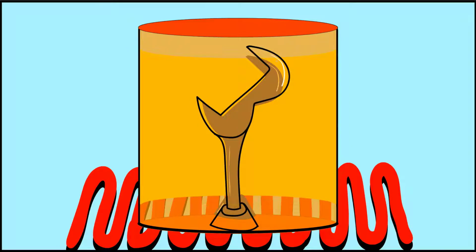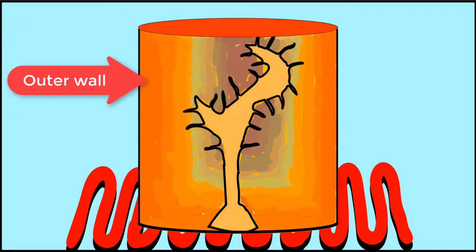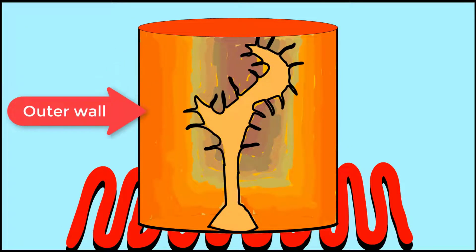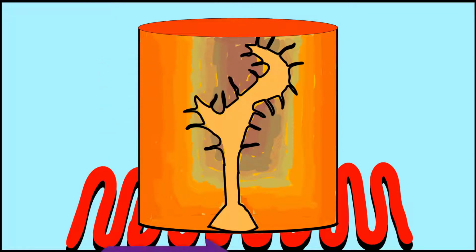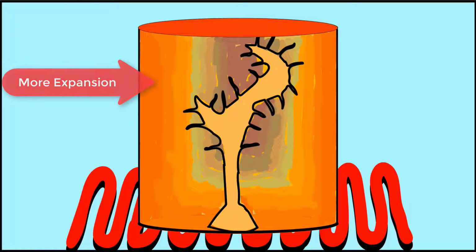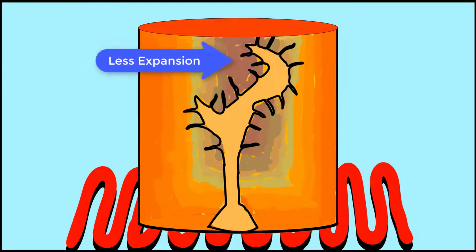When the investment is rapidly heated, the outer walls of the investment are at a higher temperature, whereas the inner walls, that is the mold walls, are at a lower temperature. And because of this temperature difference, the outer wall, which is hotter, shows more expansion, whereas the inner wall, which is cooler, shows less expansion.